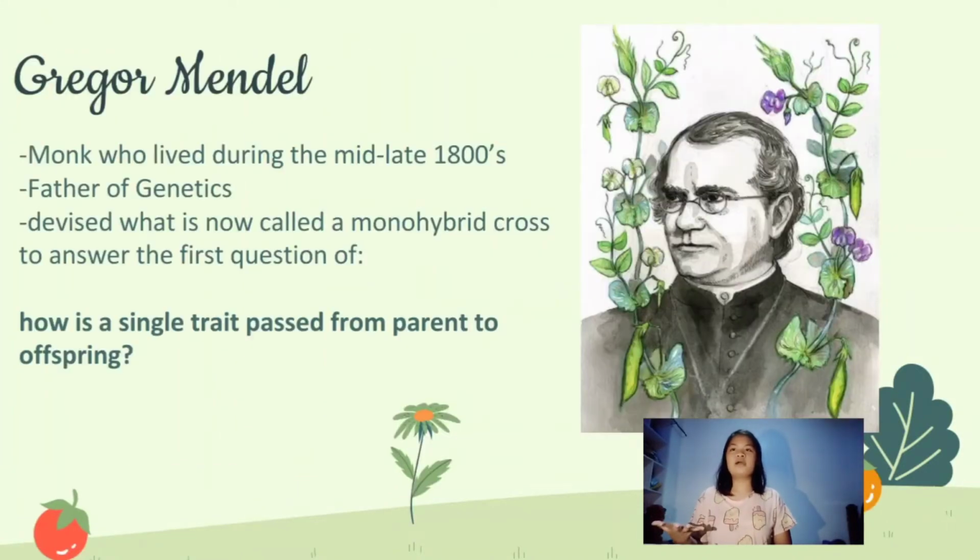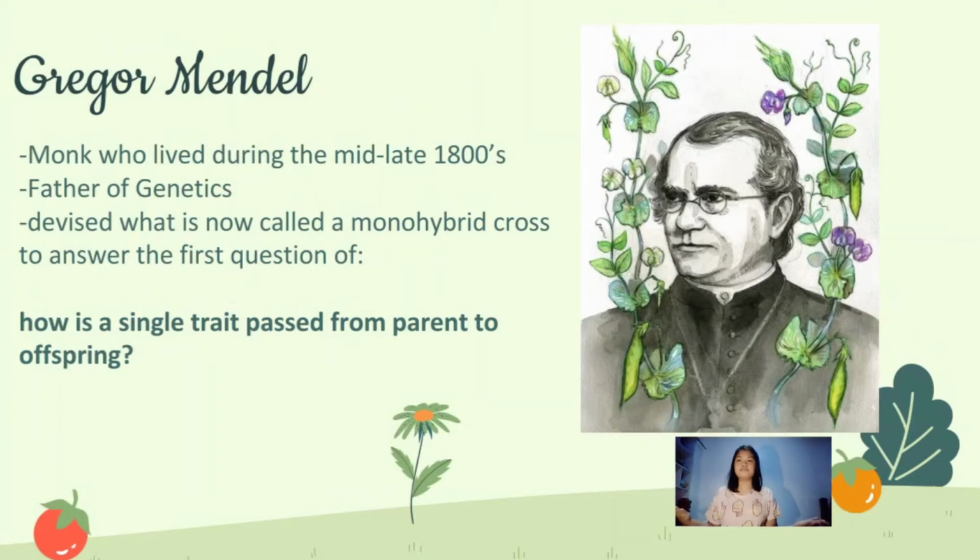Gregor Mendel was a monk who lived during the mid-late 18th. He is the first person to lay the mathematical foundation of the science of genetics in what we now call as Mendelism. Because of this, he is considered as our father of genetics. He was interested in discovering how traits are inherited in the offspring of sexually reproducing organisms. Therefore, he devised the process we call monohybrid cross to answer the question of how a single trait is passed from parent to offspring.